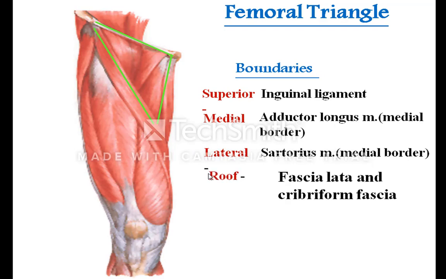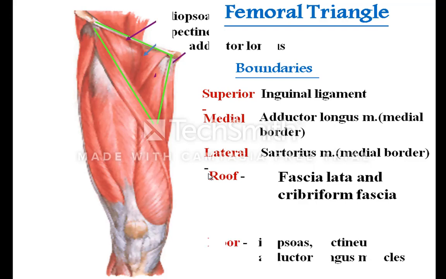The roof of this triangle is made by skin, fascia lata, and the cribriform fascia. The floor of this triangle is made by iliopsoas, pectineus, and adductor longus. You can see here from lateral to medial: the most lateral is the iliopsoas, then we have the pectineus, and then the adductor longus muscle.